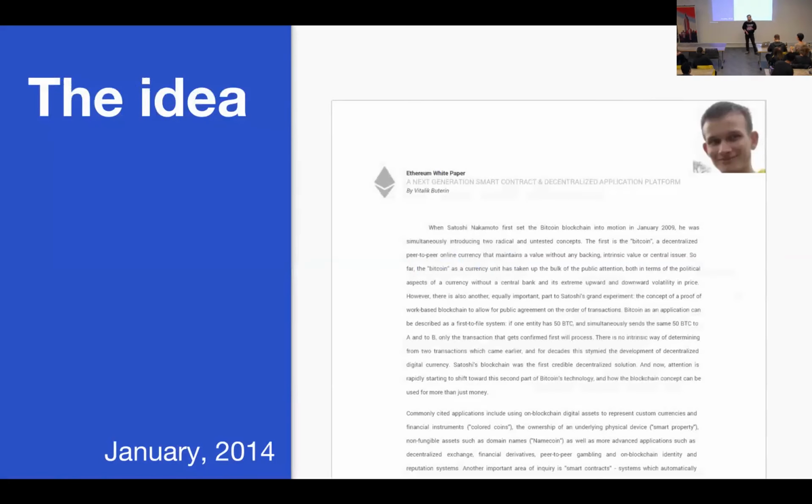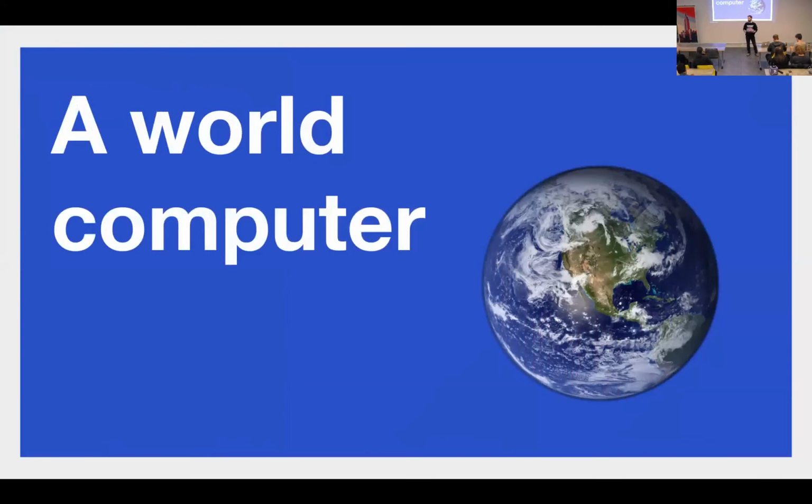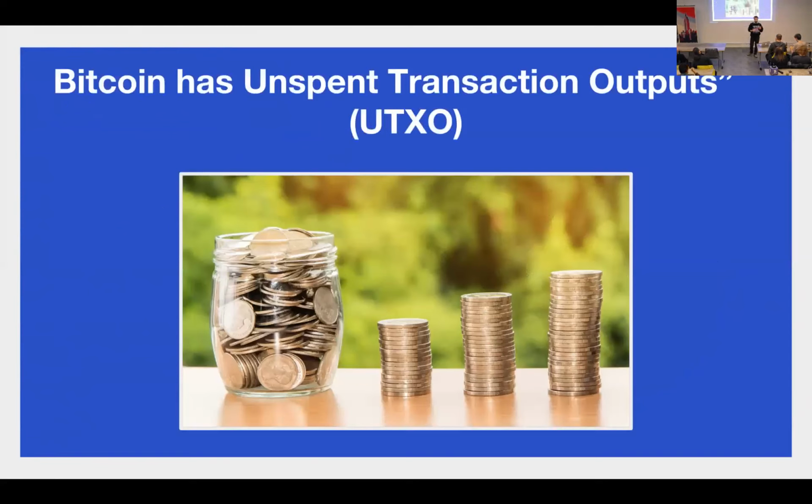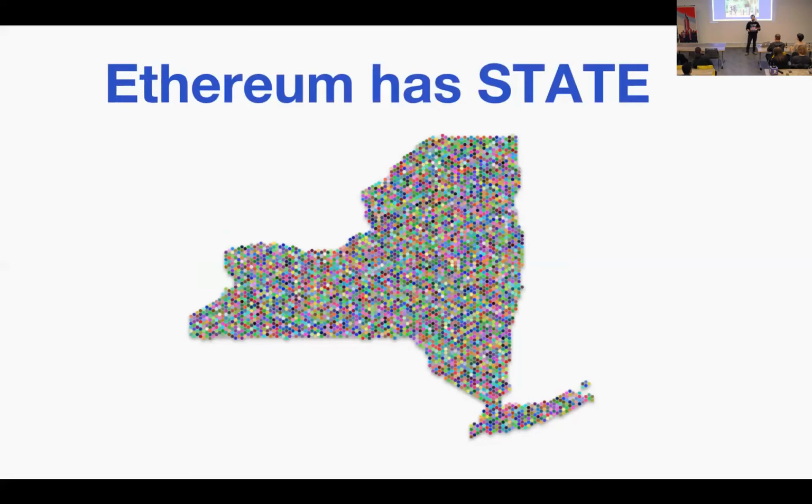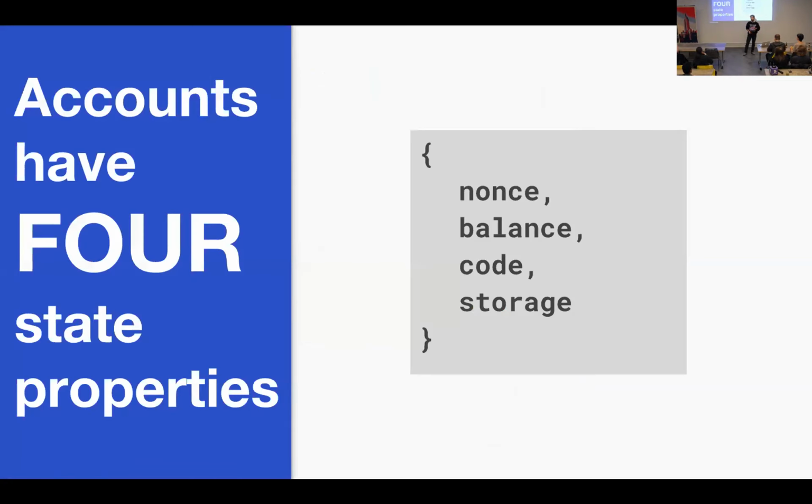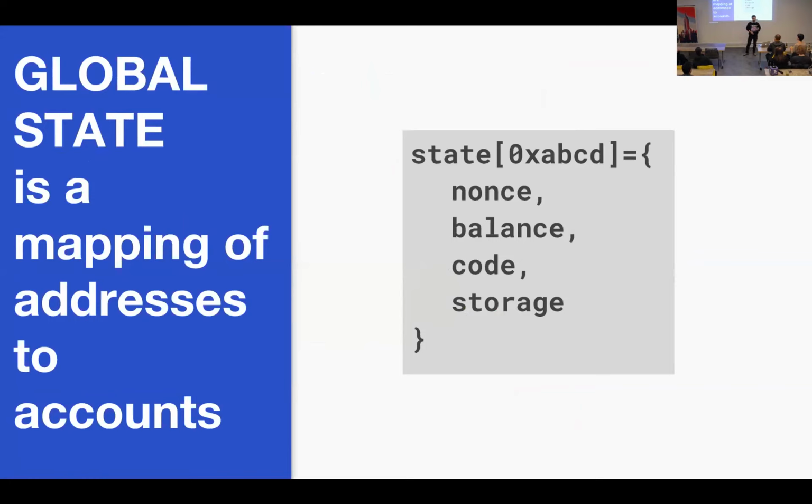In January 2014, Vitalik Buterin published a white paper describing his idea for Ethereum, a world computer, a next generation blockchain. If you think of Bitcoin, where Bitcoin has this central concept of unspent transaction outputs, in Ethereum, it's more about state. State is essentially the accounts. The global state is a mapping of addresses. In Ethereum, addresses map to accounts with these properties: a nonce, a balance, code, and storage.